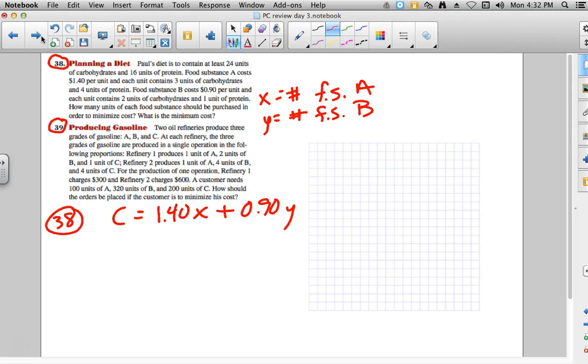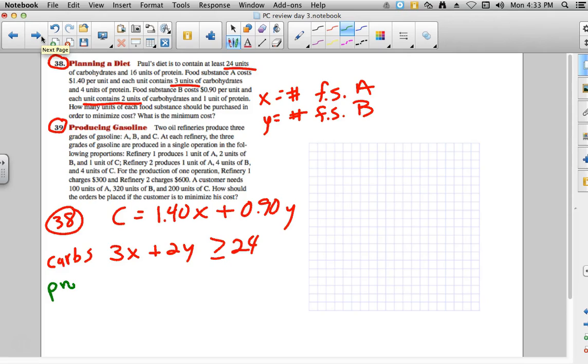Now I'm going to go back and find those totals. It says it has to contain at least 24 units of carbohydrates. So we're going to have an equation about carbs, and it has to be greater than or equal to 24. Now let's go find the carb stuff. It says food substance A, 3 units of carbohydrates. Food substance B, 2 units of carbohydrates. So 3x plus 2y has to be greater than or equal to 24. I'm going to color code here.